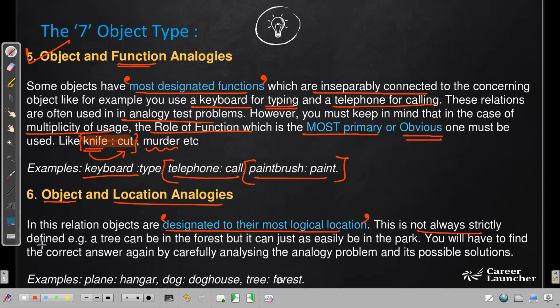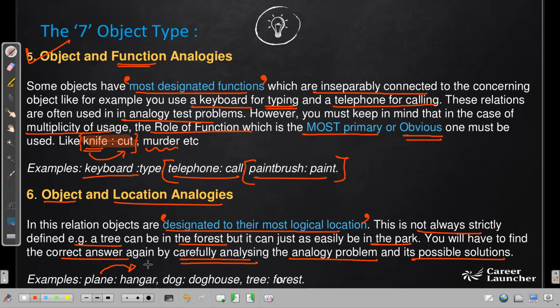This is not always strictly defined. For example, a tree can be in a forest, but a tree can easily be in your park. So you have to find the correct answer by carefully analyzing the analogy problem and its possible solutions. And again, as I said, create a sentence in such a manner that helps you eliminate the wrong choices. For example, a plane is primarily found in a hangar.